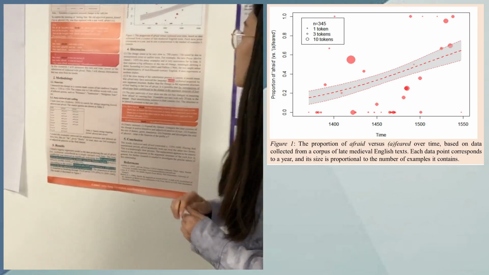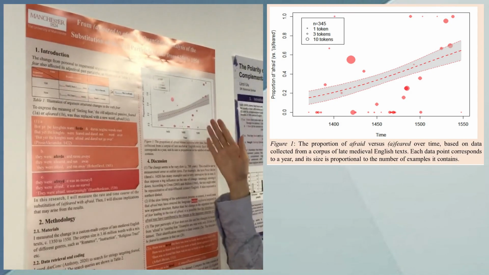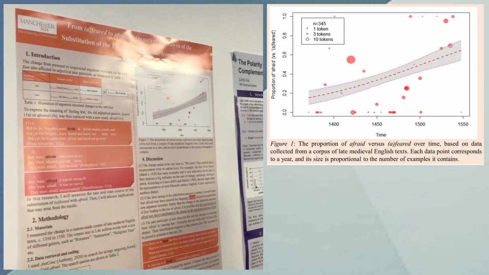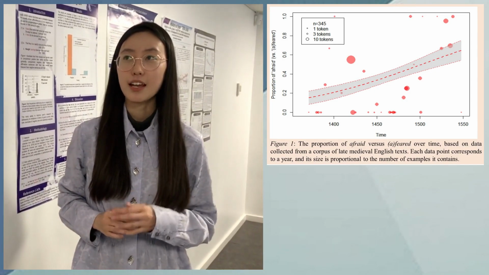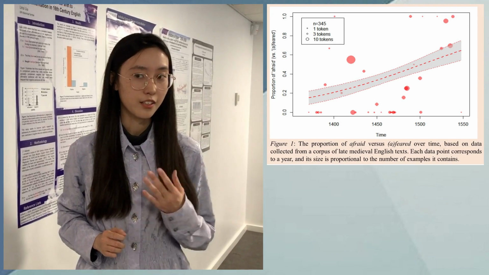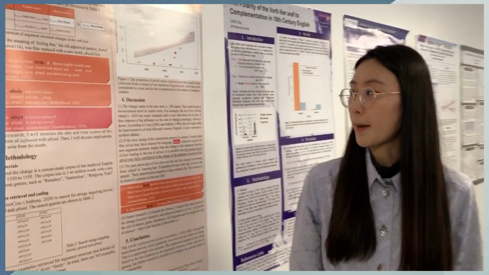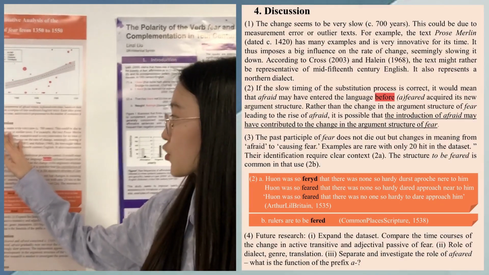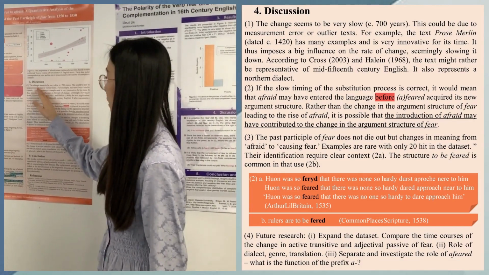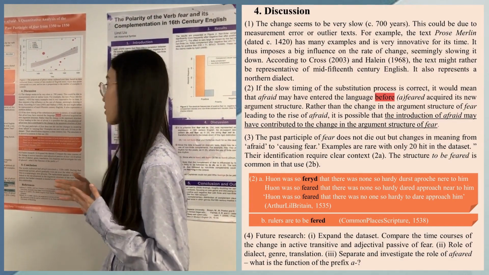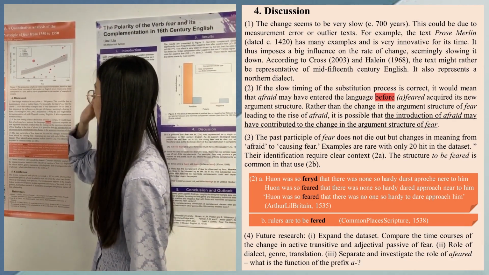The results show that the proportion of afraid has been increasing over time during this period, and it would take roughly 700 years for the replacement to complete, which means 99% of examples would use afraid after these years. Then I'd like to discuss some of the results here. First, the change seems to be very slow, roughly 700 years, and the reasons might be measurement error or outlier texts. For example, the text Prosmarine, which is presented as a data point here.